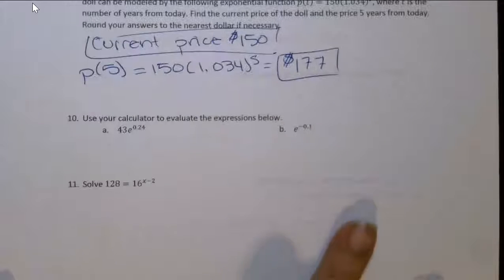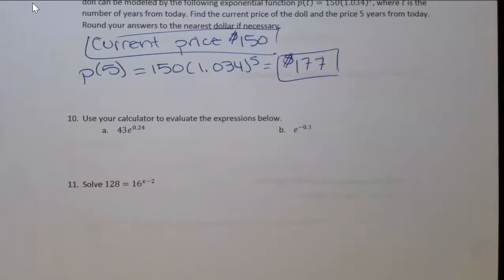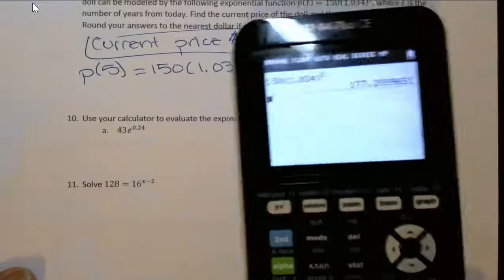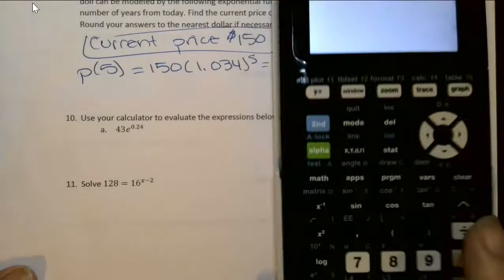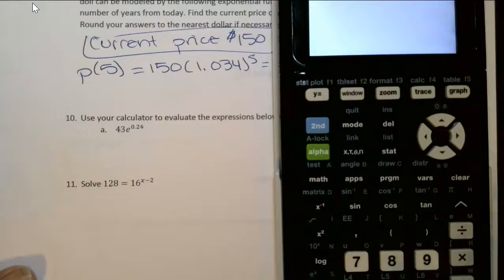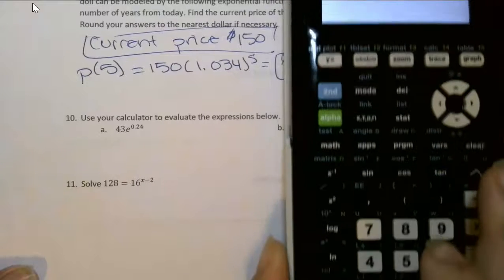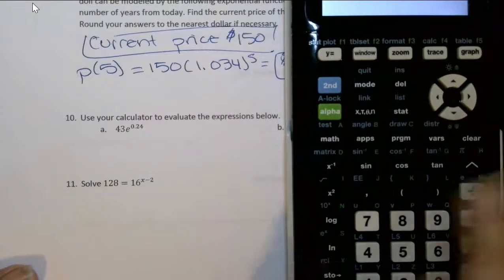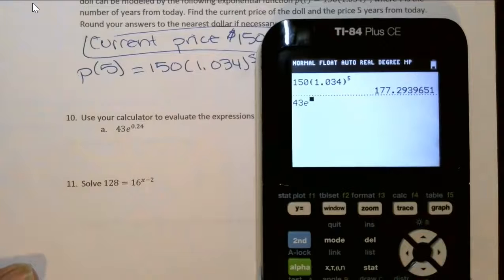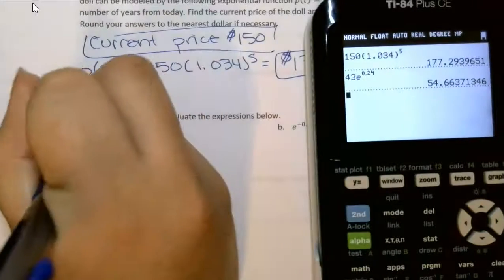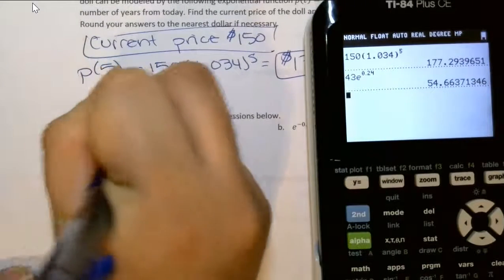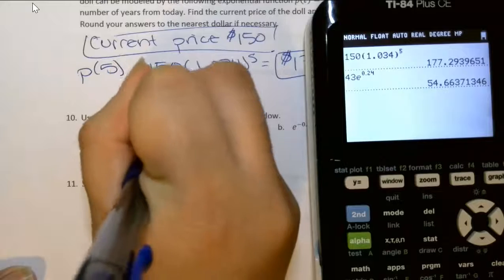Okay. Number 10 wants me to use my calculator to evaluate the expressions below. So for A, I'm going to do 4.3, then go second, and if I look above the ln button is an e with an exponent. Oh, it wasn't even on the screen. Right here. And then I type in the decimal exponent, and I get 54.66371. I'll do 5 decimal points since it doesn't tell me.